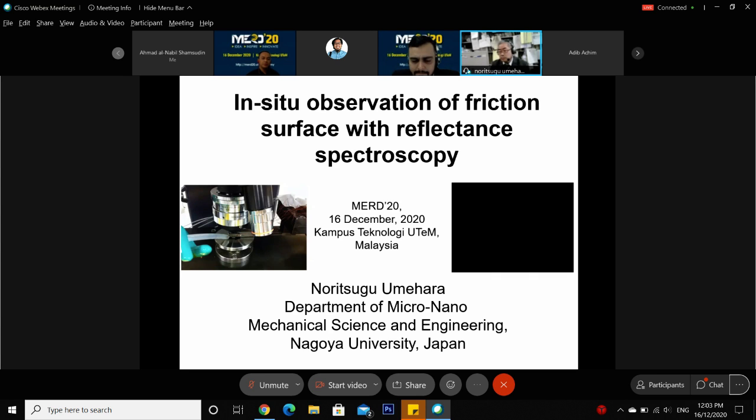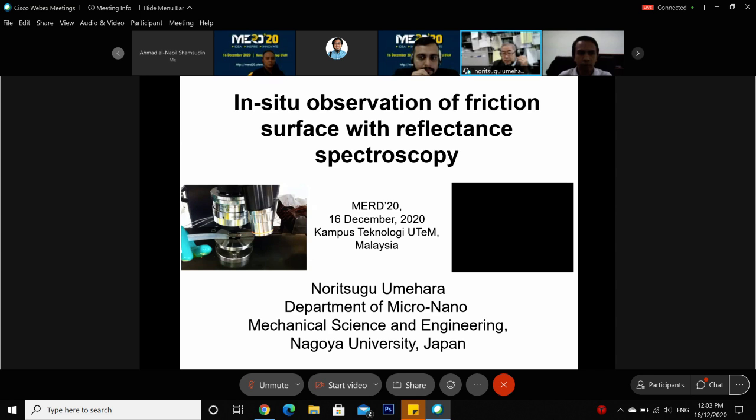And also in this MERT 20, we are so happy to help and do some work to have this wonderful symposium. Especially Professor Fazuli, you have done very good work. So I will explain the in situ observation of friction surface with reflectance spectroscopy. This is a new investigation method, a diagnostic for tribology by using reflectance spectroscopy.